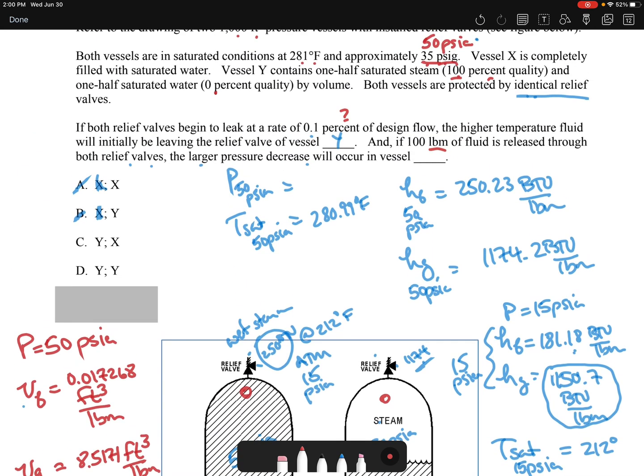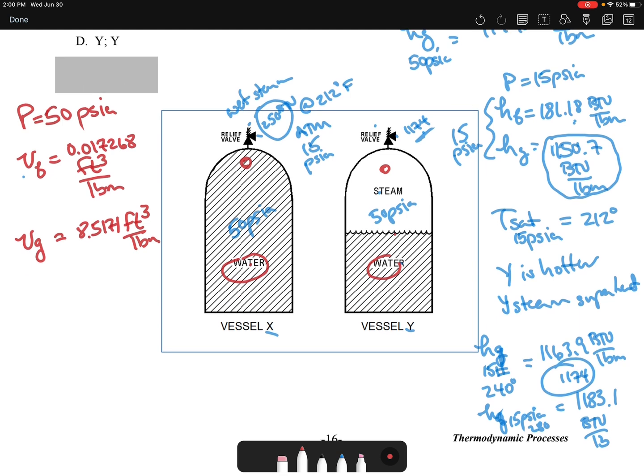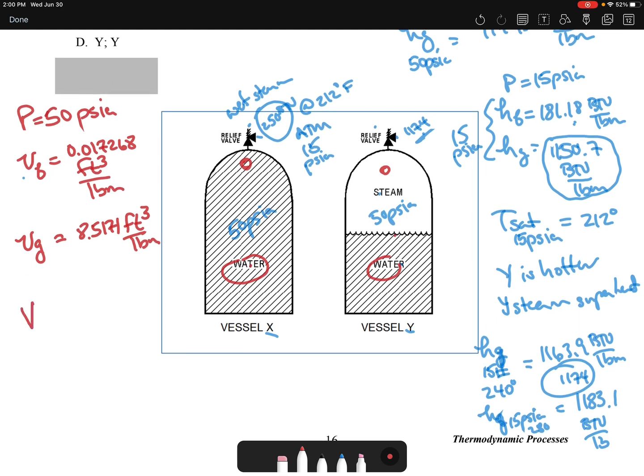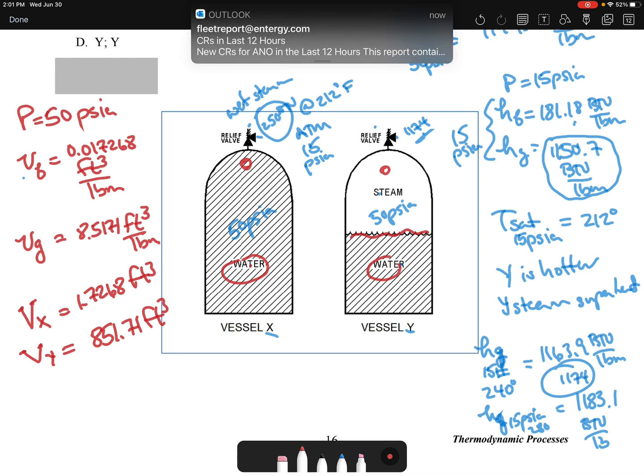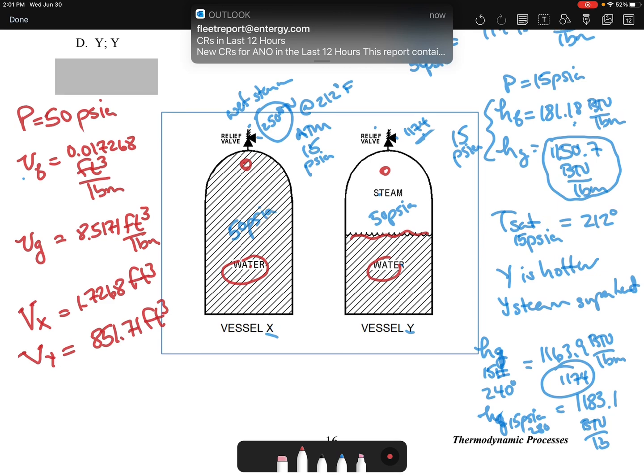So the problem tells us that 100 pounds mass of liquid escaped. All right, so the volume that escaped from X-ray is going to be 1.7268 cubic feet, and the volume from Yankee is going to be 851.71 cubic feet. All right, think about that. 851.71 cubic feet. Yeah, some of this is going to flash to steam, but it's going to take a huge pressure drop to get enough of it to flash to steam, and none of it's going to come back.